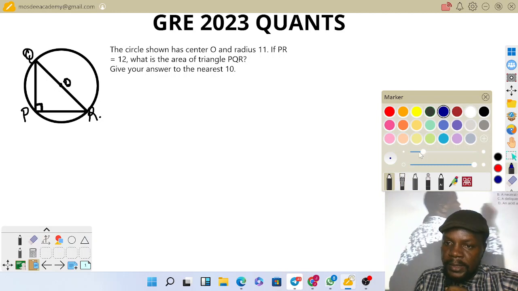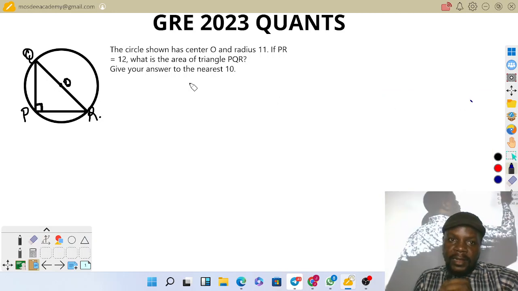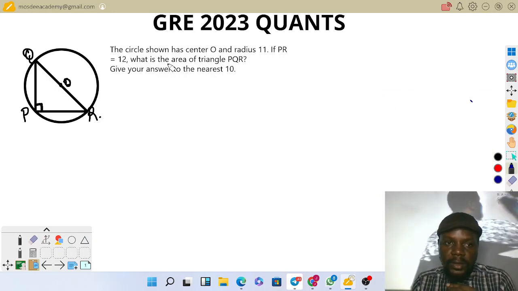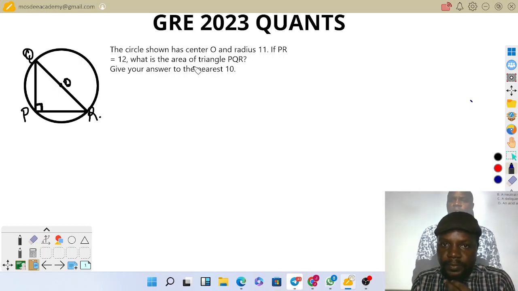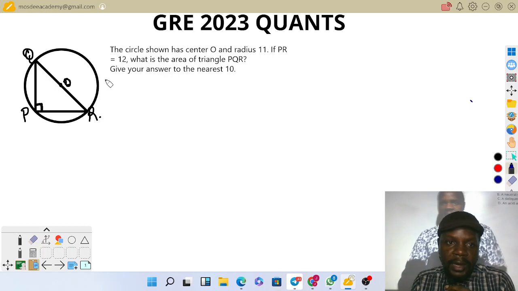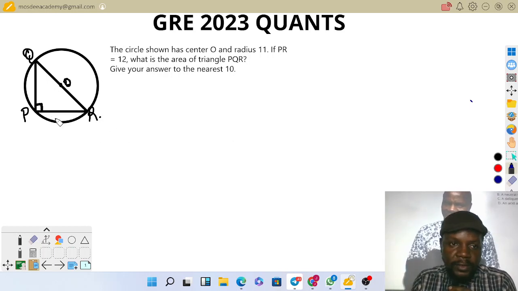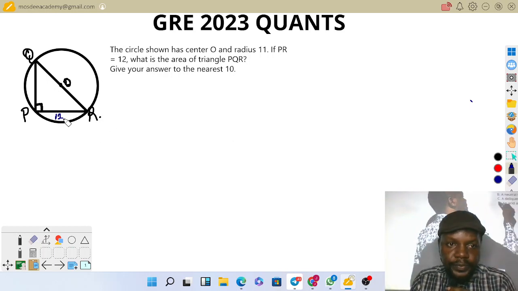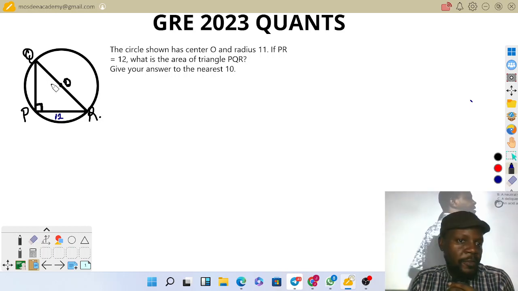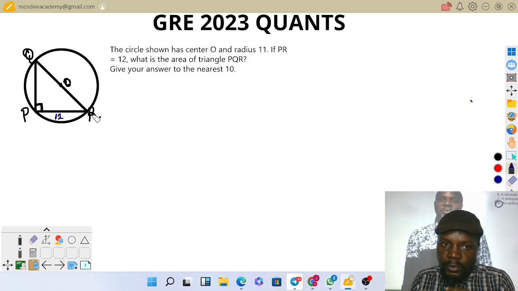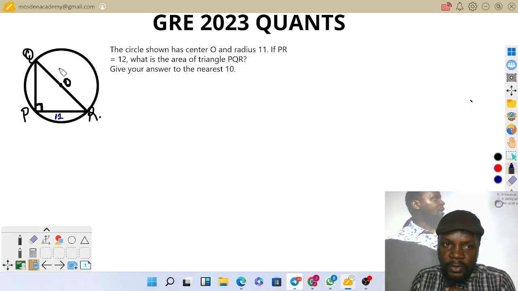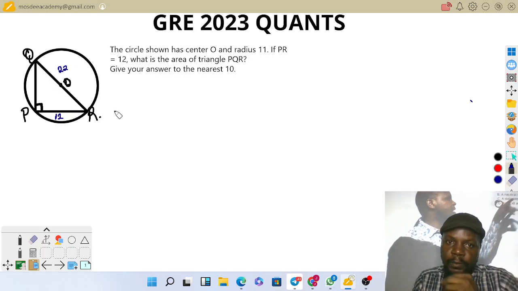the first one. As you can see, there is a circle, the center O is shown, and the radius is 11. Then if PR is 12, this is PR. Let's just make it simple. That is 12, and the radius is 11. That means the diameter will be 11 times 2. You know that. So this will be 22. Then we are asked to find the area of triangle P.